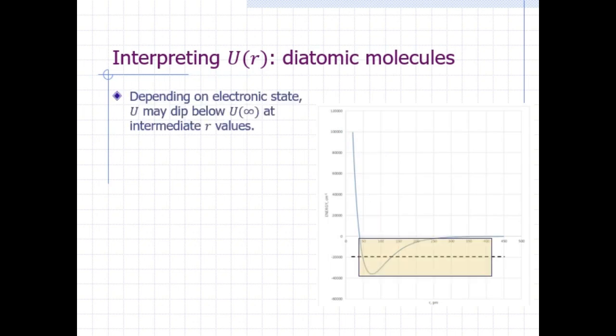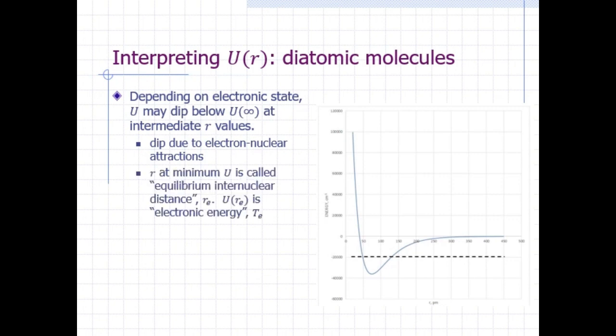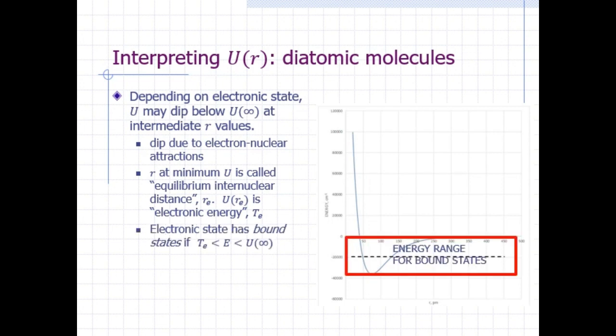Depending on the electronic state, it is possible for the molecular potential energy to dip below the value of U at infinite separation, as shown here. The dip can be mainly attributed to attractions between the nuclei and the electrons. As mentioned earlier, the distance where the molecular potential is at a minimum is called the equilibrium internuclear distance and is typically referred to as R sub E. In the example here, R sub E is about 75 picometers. And the value of the molecular potential at R sub E is referred to as the electronic energy, T sub E.